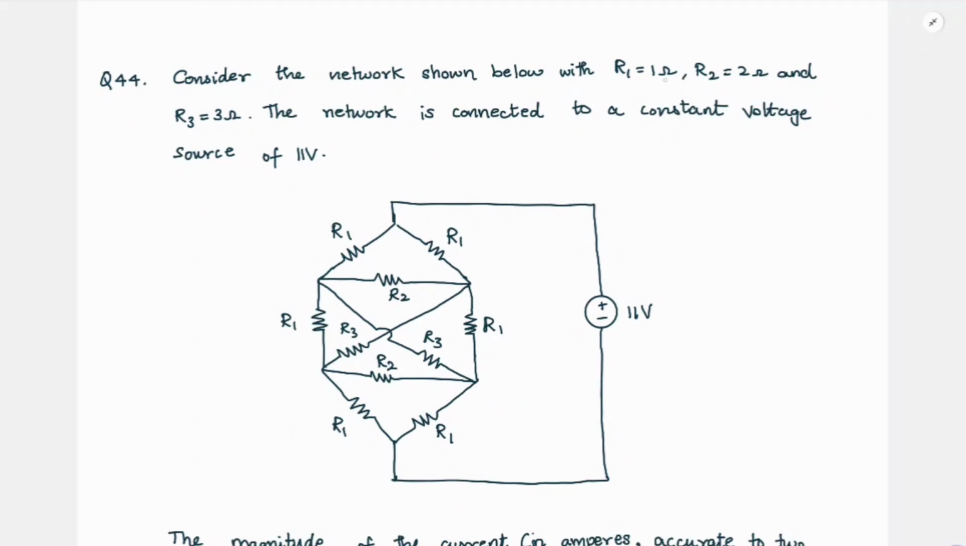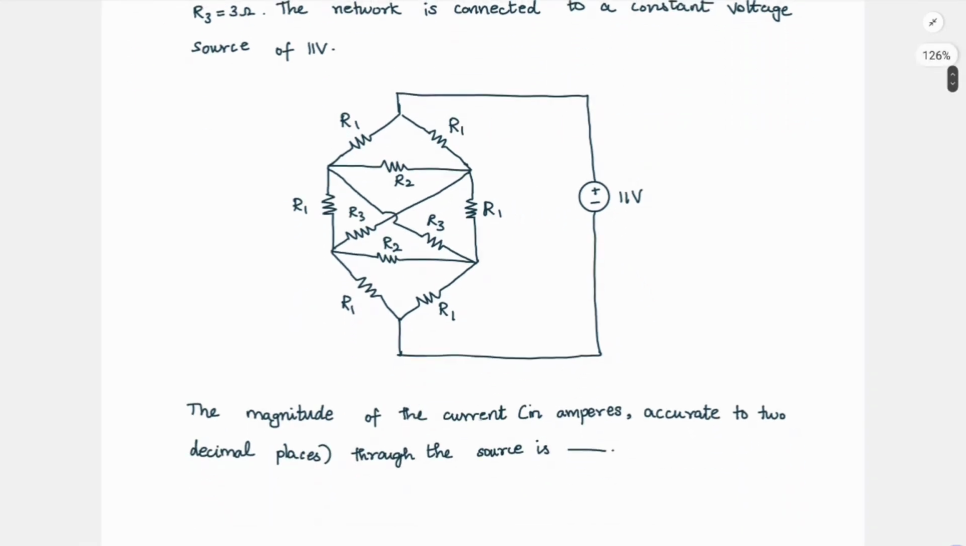Here we have a question from GATE 2018. Consider the network shown below with R1 equal to 1 ohm, R2 equal to 2 ohm and R3 equal to 3 ohm. The network is connected to a constant voltage source of 11 volts. So this is the network. The magnitude of current in ampere, accurate to 2 decimal places, through the source is ___. So this is the circuit.